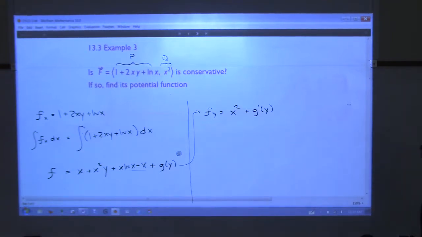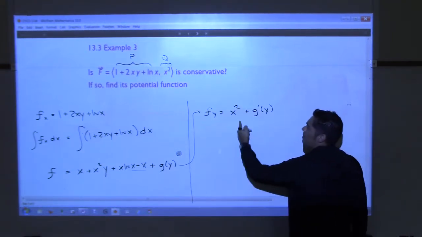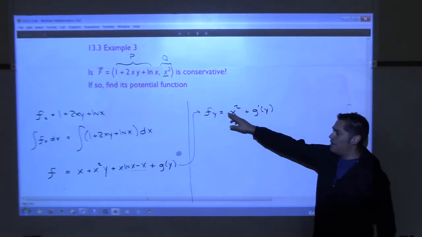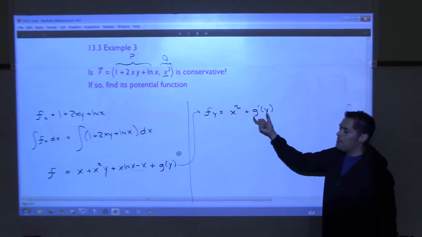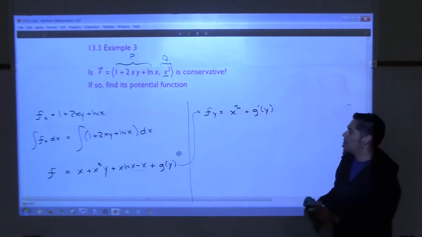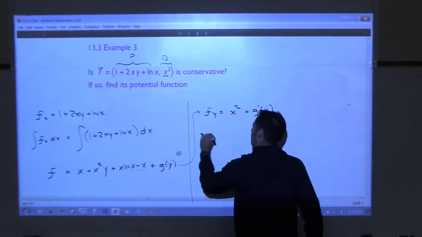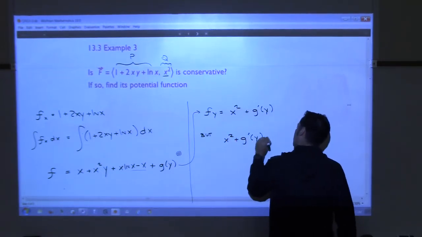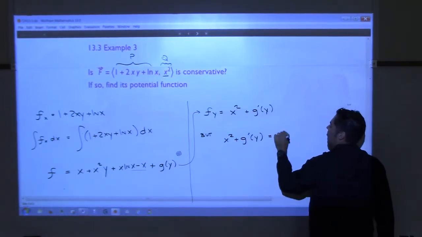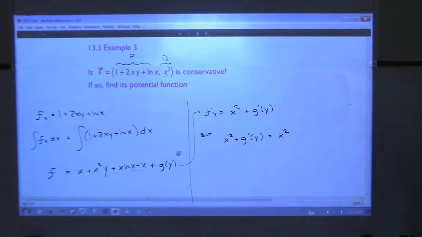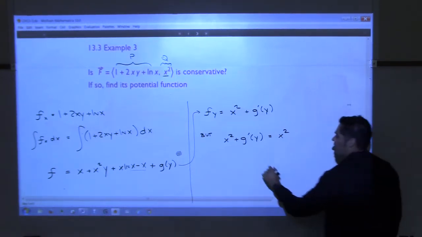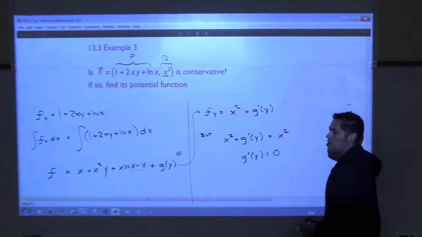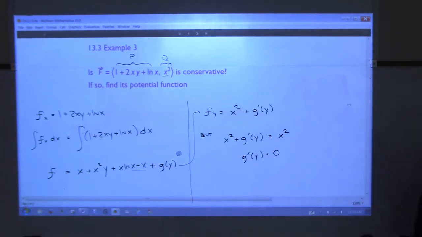Now, this means that q, right? Q is the partial of f with respect to y. This has to match with q. So x squared plus g prime of y must equal x squared, which means that g prime of y must be 0, right? Just subtract x squared on both sides.